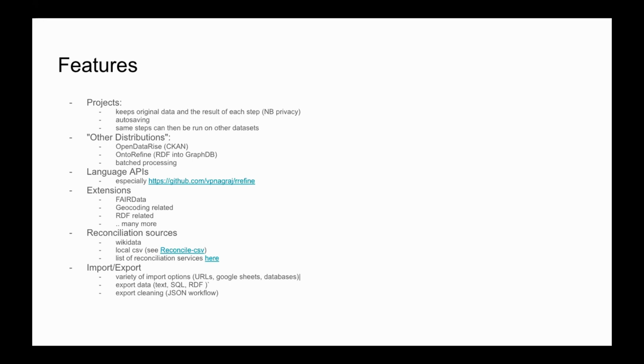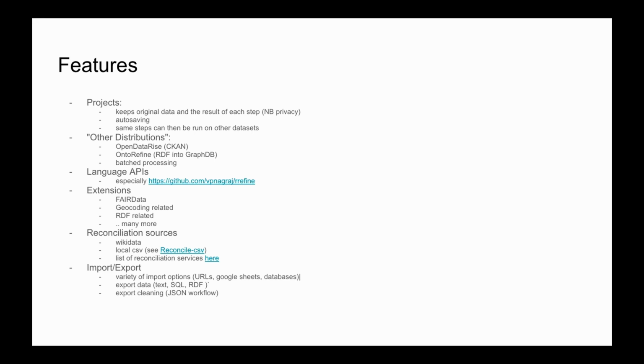There seems to be an ontology-based project. There's batch processing, which means you can run your cleaning on a cluster if you've got massive data sets. There are language APIs. I see there's quite a simple one, the RRefine API. There are also what are called extensions. There are extensions for integrating with things such as FAIR datasets and exporting your data as a FAIR data point. Then there are geocoding and RDF related ones.